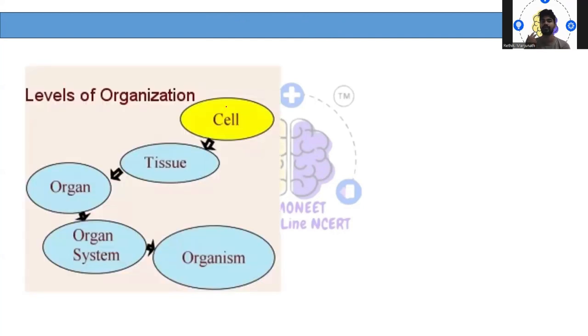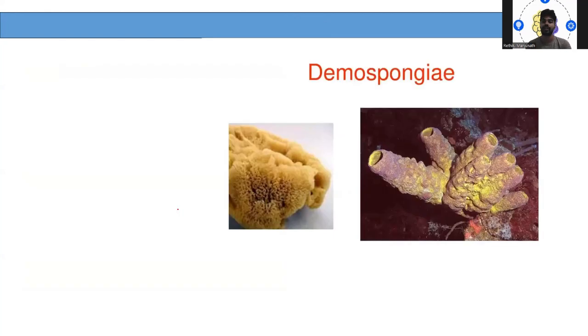So there is also what we call the level of organization. You will be concentrating on the cellular level of organization, tissue level of organization, organ level of organization, and organ system level of organization. So these are the basic four levels of organization that you are going to see. First is the cellular level of organization.